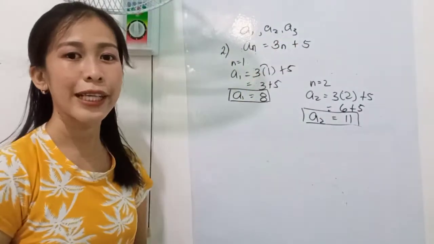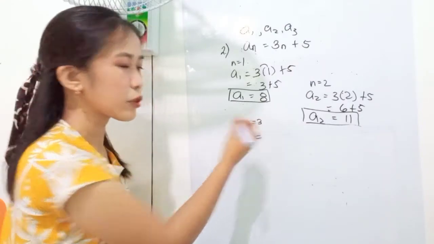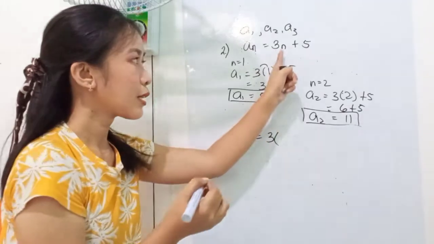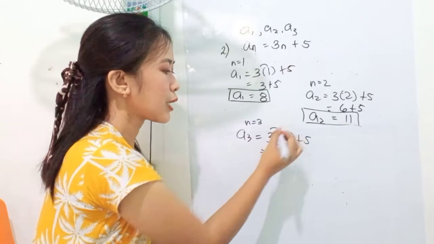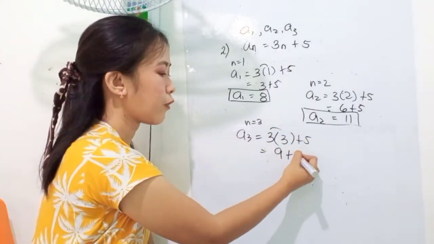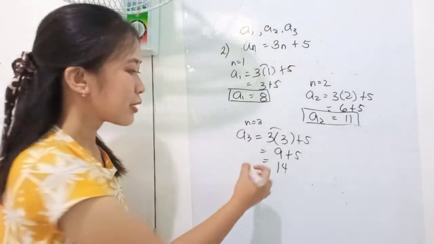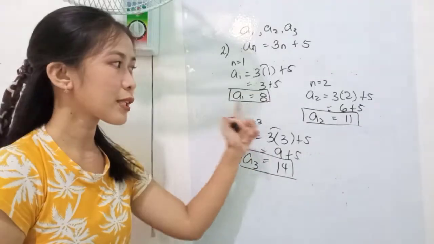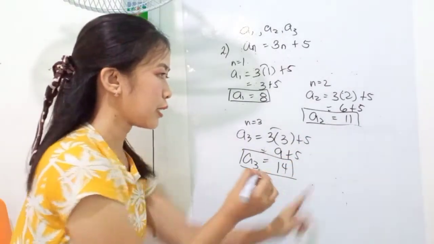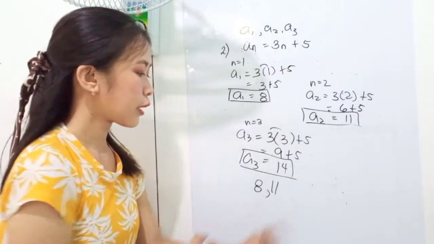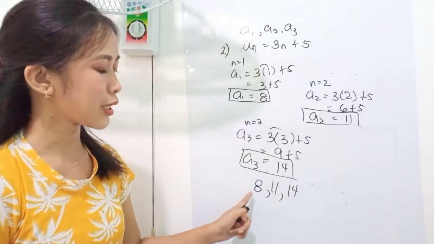Then, let's move on to a sub 3. We're going to find the a sub 3 naman. Okay, where n is equal to 3. And then we have 3 times n, so 3 times 3 is equal to 9, plus 5 is equal to 14. Diba? Ganun lang siya kasimple. And then, this is our a sub 3. And then, we're going to put these terms in a sequence. We have 8. Okay, and then 11 for our second term. And our last, third term is 14. Okay, so ito na yung pinaka-sequence natin.